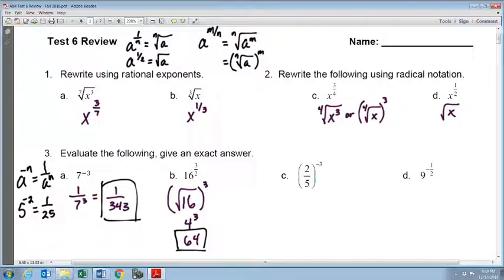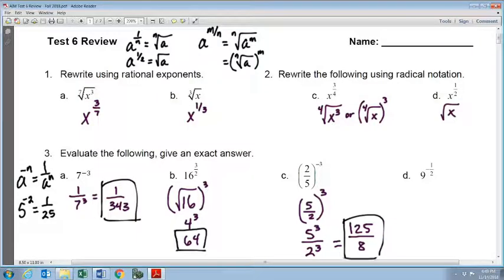Now, we learned when we have a fraction to a negative exponent, we can actually flip the fraction and change the exponent to a positive. So that's what we'll do here. And so we have 5 cubed over 2 cubed, and now be careful here, it's 5 times 5 times 5. You're going to get 125. 2 times 2 times 2, that's going to be 8.